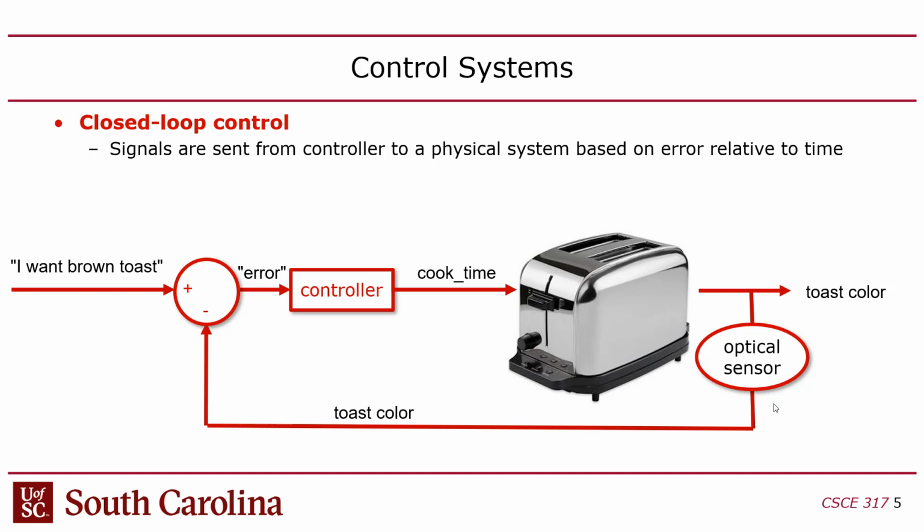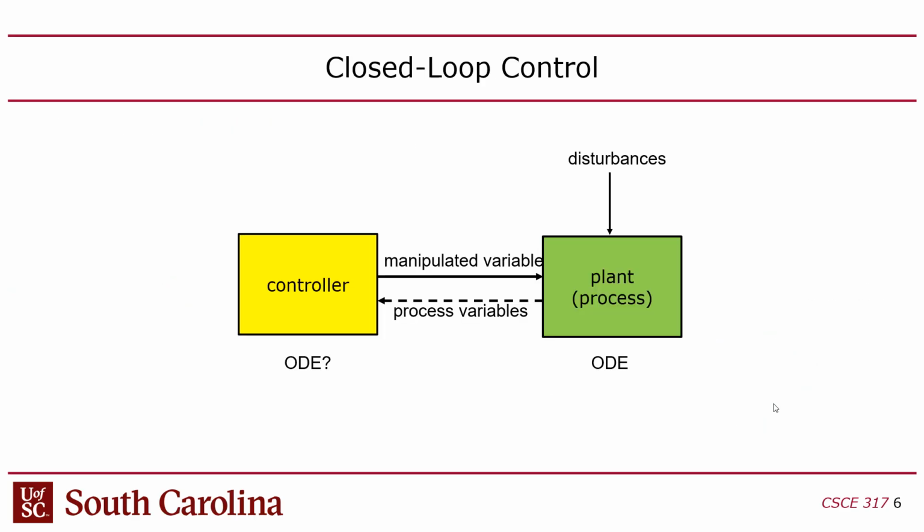So the idea, the set point would be a level of toastedness, right? And then the optical sensor would measure the color of the bread, and the difference between the color you want and the color it is would become an error signal that would go into the controller and would determine essentially the cook time, right? Or the cook temperature or whatever the case may be. And so there's a few other terminology things here.